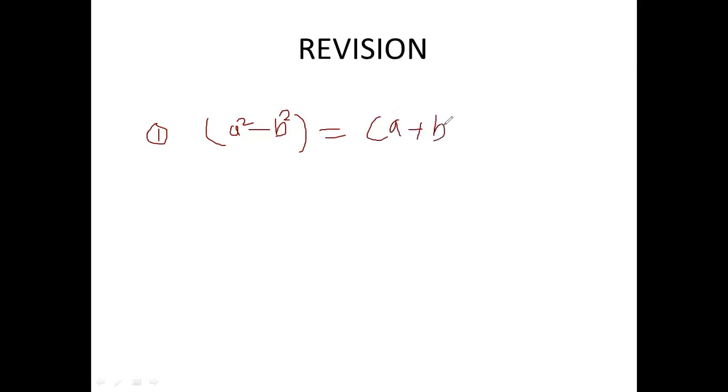A square minus B square. This type of question was asked in the last exam also, right? A plus B and A minus B. A square minus B square is equal to A plus B into A minus B. Right, Celine? Can you show this in a geometrical figure?